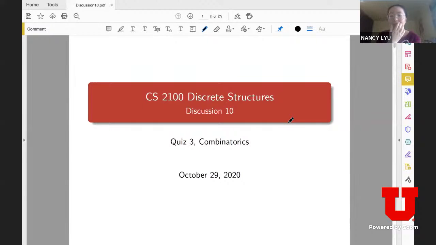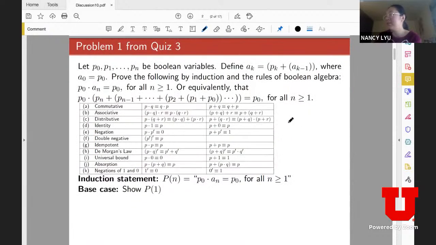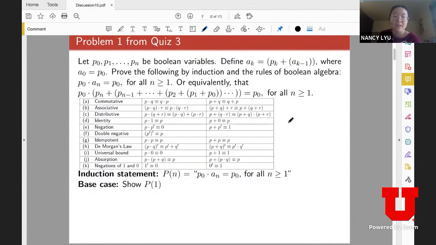So let's get started. Today we're gonna do some combination problems. But first we're gonna go over some of the quiz questions from quiz 3. The first one is gonna be problem 1. I'm sure you have all read the question. So basically we just want to prove that P0 dot A sub n is equal to P0 for all n greater or equal to 1.